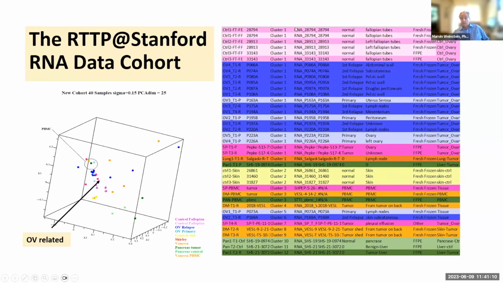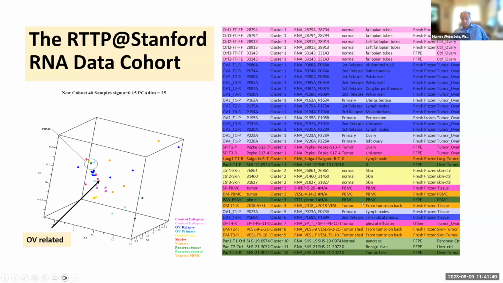This is exactly the same thing, except we're listing the members of each of the clusters. So the big cluster, the one we call cluster one, that was everything you saw going into that circle. And as you can see, it contained the fallopian tube control samples. It contained direct ovarian primaries and relapse. That was the dark blue. This was the lighter blue. And basically, two of Shirley's tumors. There's a lymph node tumor from a lung sample, and there's the pancreatic tumor.